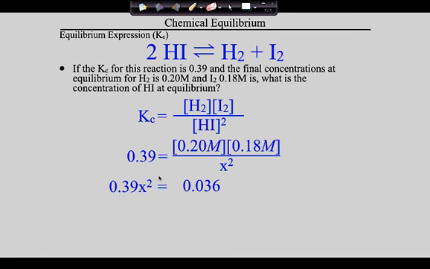Now, how do we solve this for x? What do we do first? Divide by 0.39, and we get x squared is equal to 0.092. Now, how do we solve this for x? Take the square root, and it's 0.30 molar. What do you think? You guys okay?